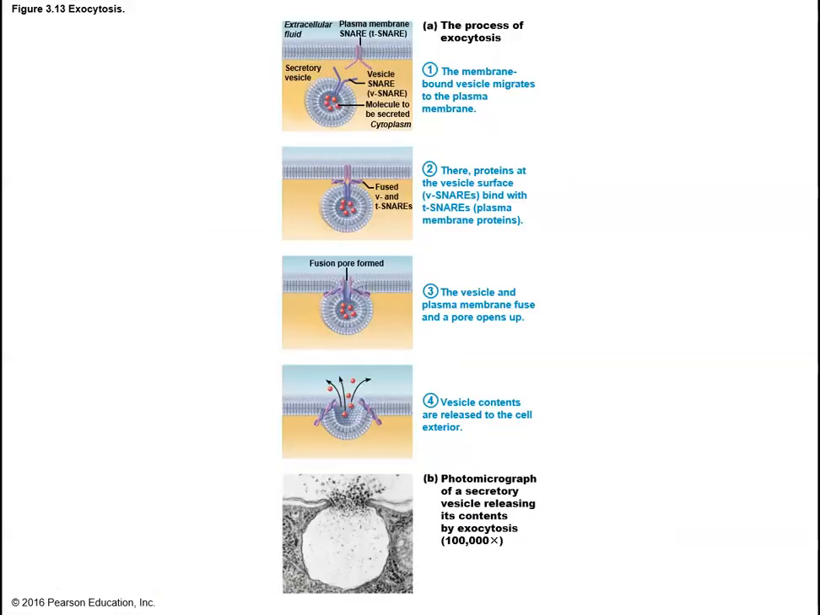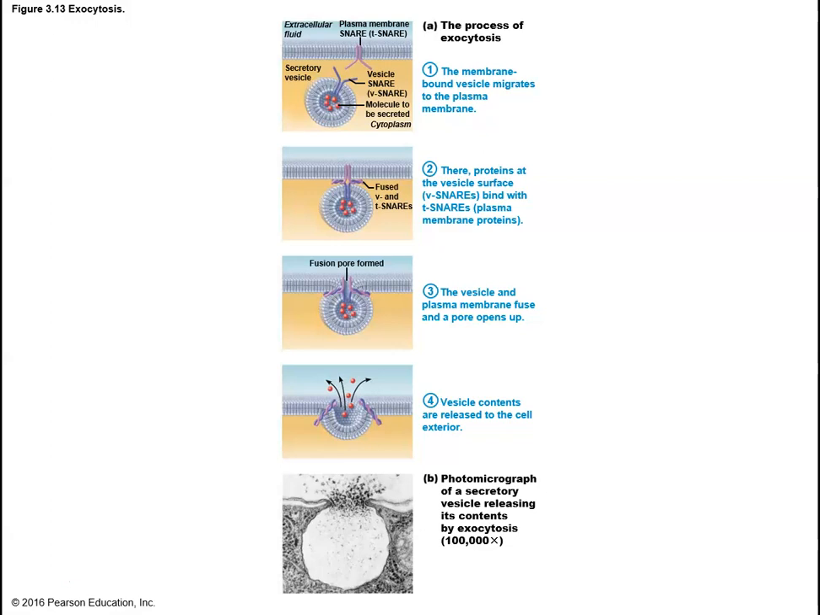In the opposite process of getting rid of something, whether it was a waste product or something that needed to go somewhere else in the body to be used, we would use a process called exocytosis. Exocytosis is basically a cell spitting something out.